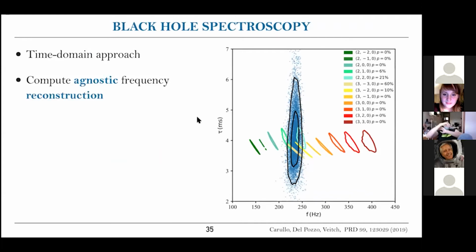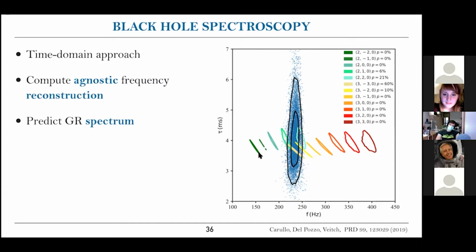But the easiest way in which you can do black hole spectroscopy, the easiest way in which I'm going to explain it, is that you first perform an agnostic reconstruction of the frequency, which is represented by these blue dots and these black lines, which are the 50 and 90% contours. So essentially you just assume that there is a damped exponential in the data, and you extract the frequency and the damping time from that. So it's completely agnostic on the system. And then you impose the predictions coming from general relativity, and you predict the spectrum that you should have.